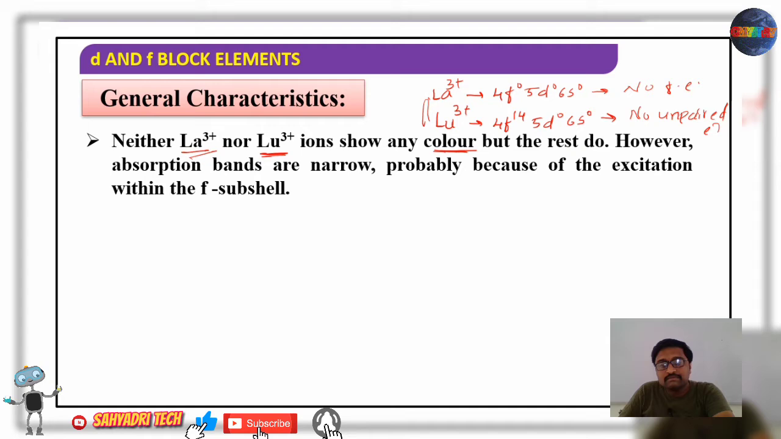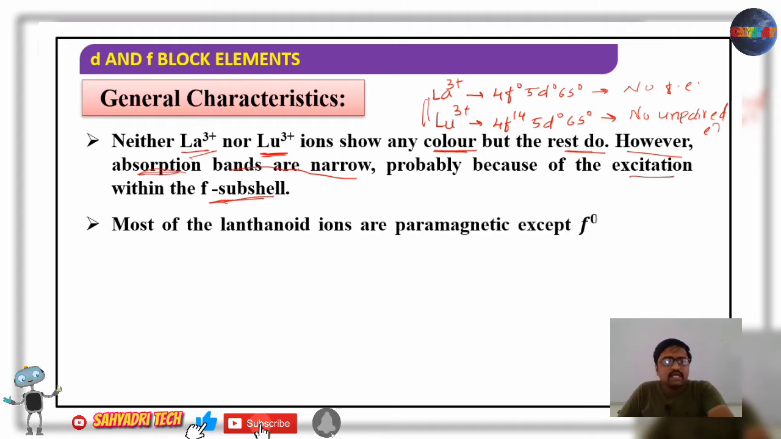But what about the rest of the ions? Yes, the rest of the ions do show color. However, the absorption bands are narrow, probably because of excitation within the f subshell. Whatever absorption band we observe is very narrow, a narrow range of the spectrum. It is because of excitation of the electron within the f subshell.